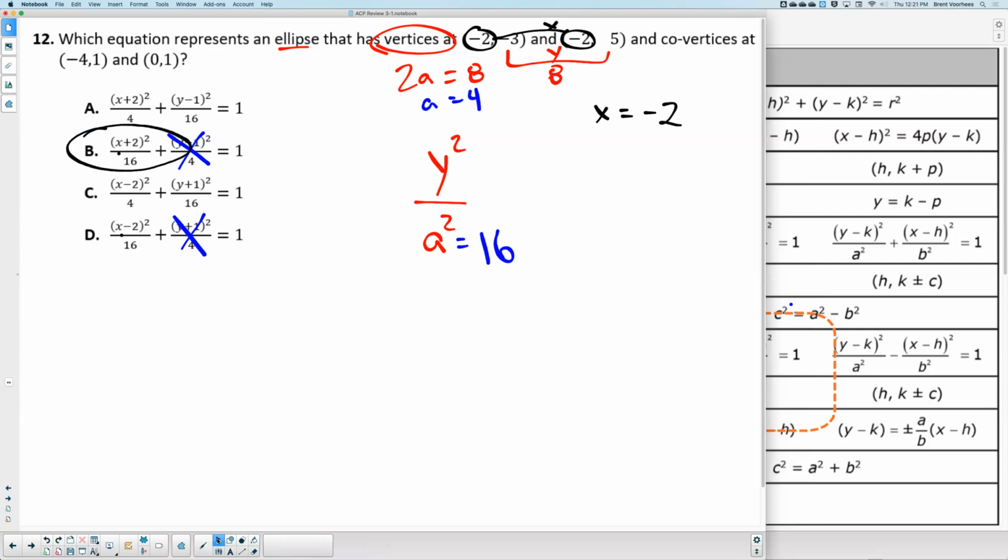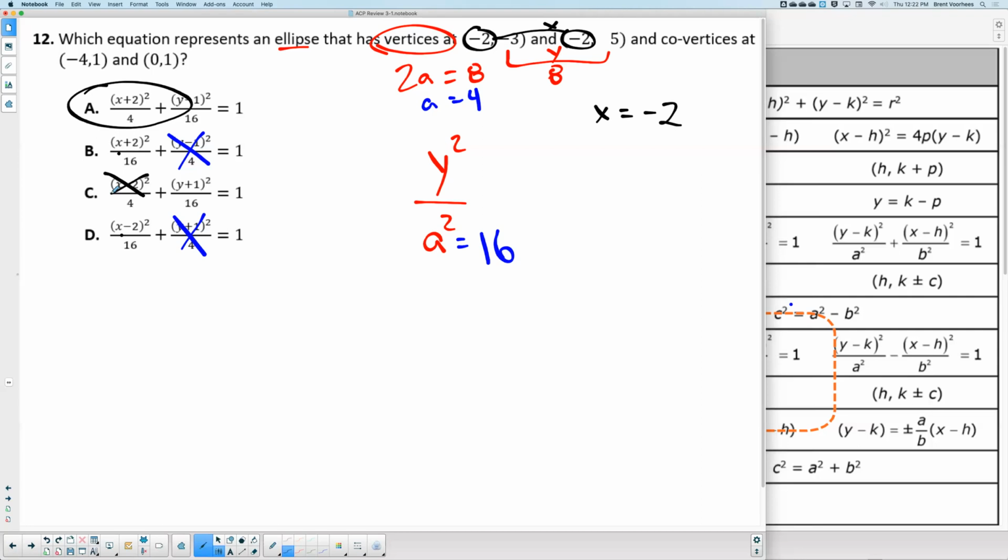So B is the correct... What am I doing? Sorry. A is the correct answer. And C is the incorrect answer because it has x minus 2. They're a liar. See how easy that was? You remember your vocabulary. You remember to say what changes, what doesn't change, and the liar.